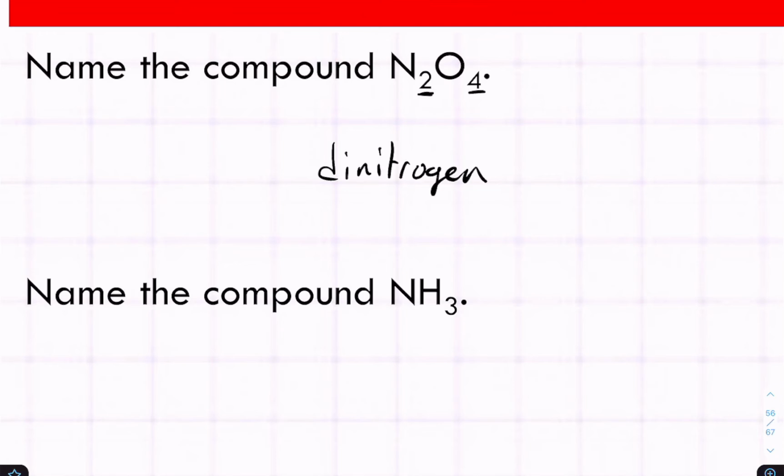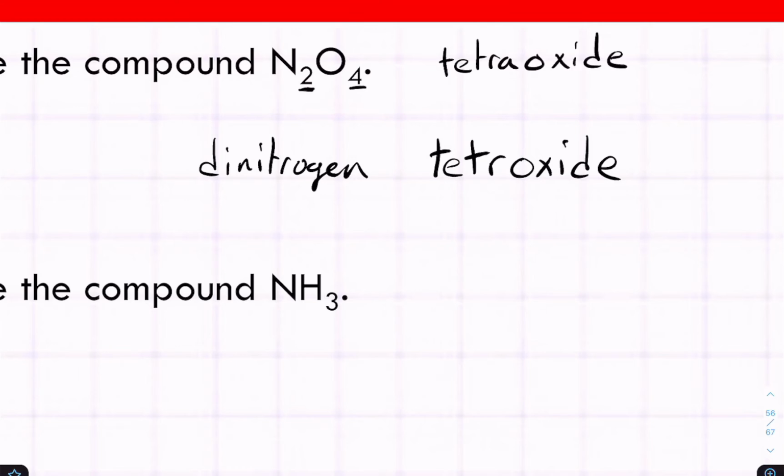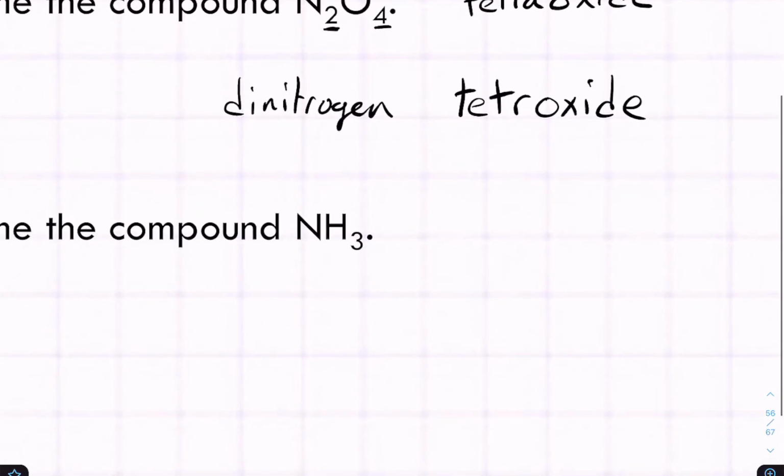And then 4 oxygens. So we use the prefix tetra. And this is one of those situations where you drop the vowel of the prefix. So it'd be tetroxide instead of tetraoxide. I don't know if I have any rules for exactly how to do that. You kind of get a feel for it. I'm not going to mark you off if you wrote tetraoxide though, because of that.